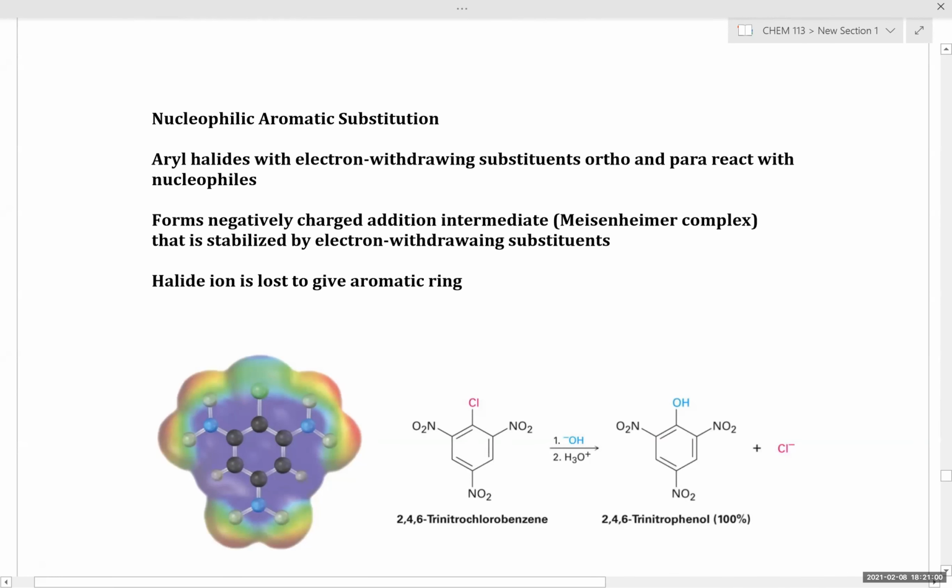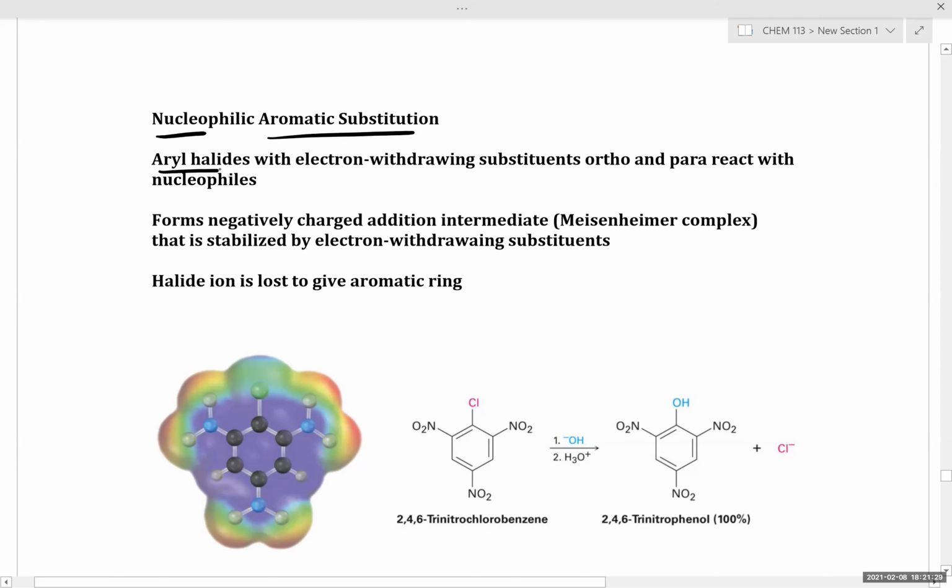let's talk about an alternative way that aromatic rings can react and engage in substitution reactions. In this case, this is nucleophilic aromatic substitution reaction. It's very closely related to the mechanism, for example, for carbonyl substitution or transesterification. Some reactions that we'll see later on follow the same general mechanistic pattern.